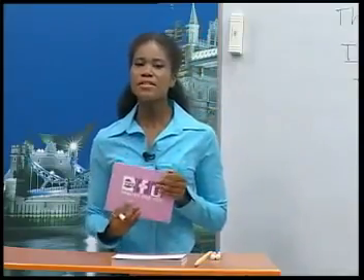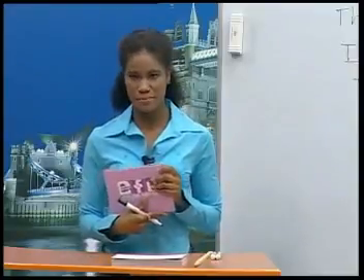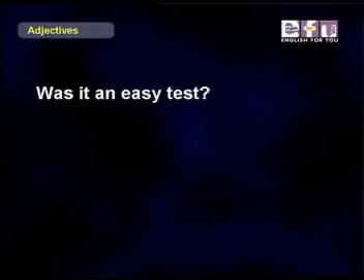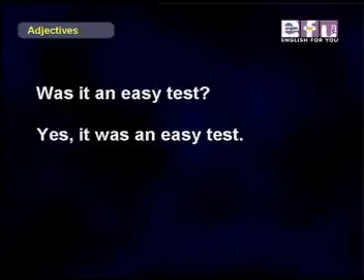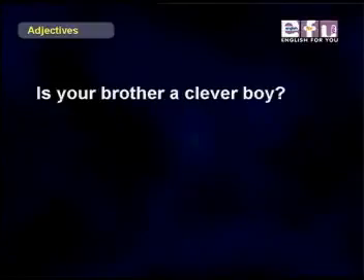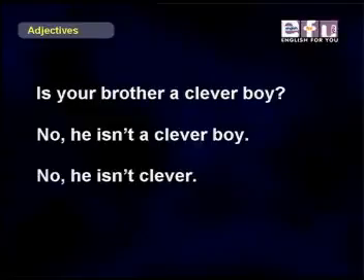Okay, now let's look at some questions. These sentences use the verb to be and adjectives. Follow along on your screen. Example, was it an easy test? Yes, it was an easy test. Yes, it was easy. Next example, is your brother a clever boy? No, he isn't a clever boy. No, he isn't clever.